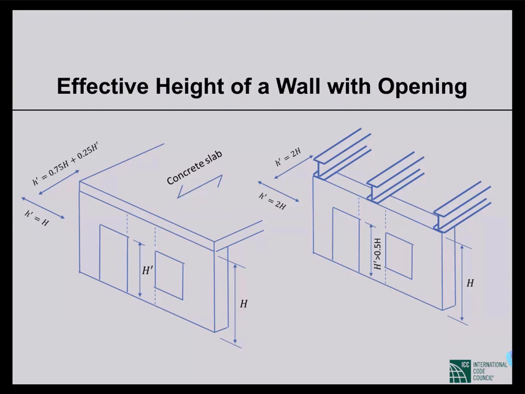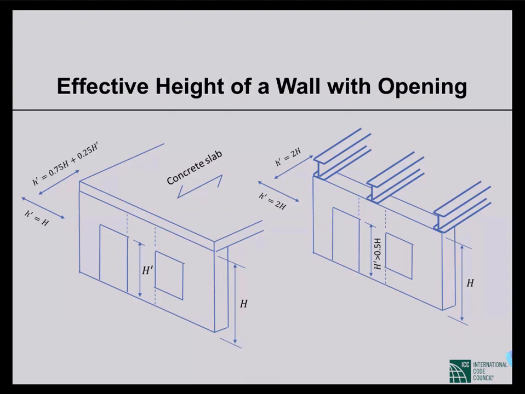In the second case, on the right side, there is no continuous support and there are openings. If the height of an opening is more than half of the height of the wall, then the effective height will be twice the height of the wall along the plane and out of the plane of the wall. Okay, so this is important.